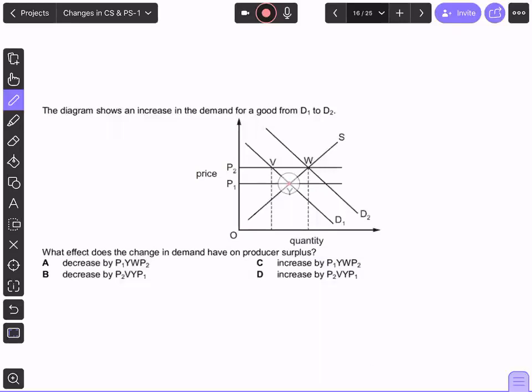पहले यहाँ था when the demand was D1 and the supply is S1, but now it will go to this point because the demand is increasing. To W पे चला गया. सही. W पे जाएगा. So what will be the area of increase in the producer surplus? It will be P1, P2, W, Y. So it will increase by P1, P2, Y, W. सही है?